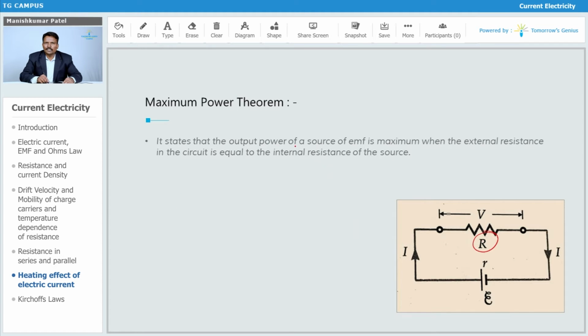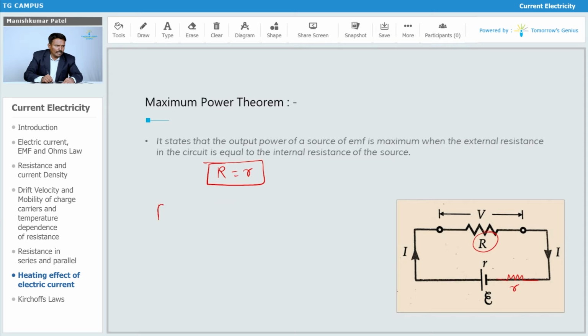It states that the output power of a source of EMF is maximum when the external resistance is the same as the internal resistance of the cell. Here this resistance is R. Under that condition we can say that the maximum power has been received by the output. That is what we can say about the maximum power theorem.